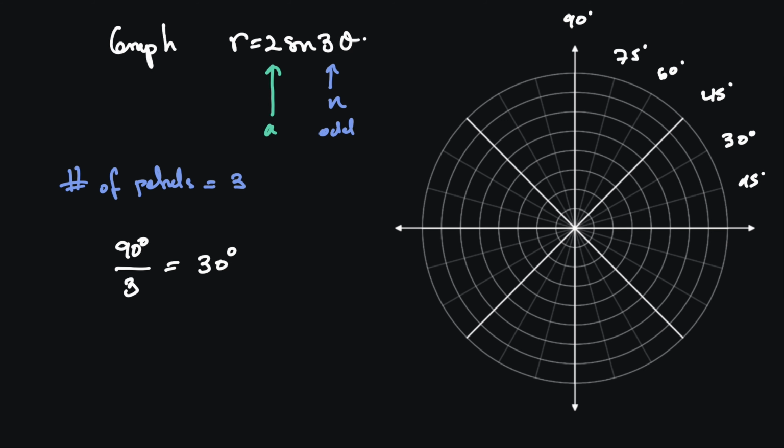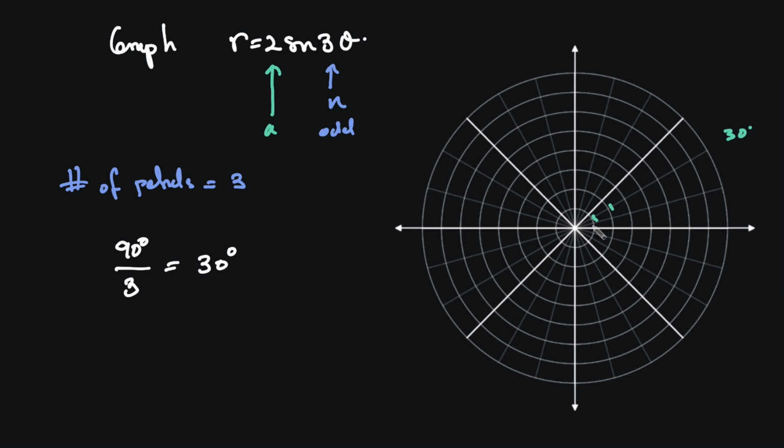So let's use this. We know that this is going to be 30 degrees. Let's mark it with this color, 30 degrees. So we know that our first leaf is going to be here. A is telling us that our leaf is going to reach 2 circles, so it's going to be 1 and 2 right here.